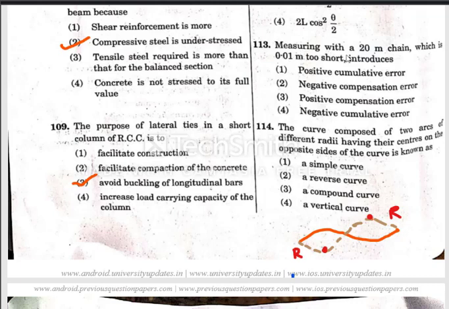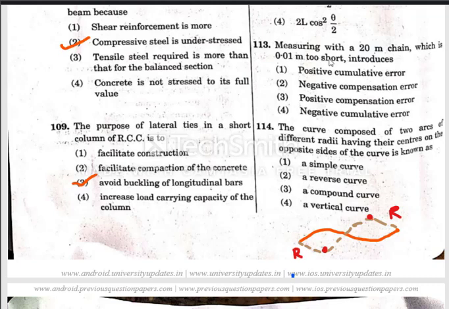And the next question, measuring with a 20-meter chain which is 0.01 meter too short introduces which error? So in this question, the chain length is too short. So measured distance is more, and the error comes positive. Also the error occurs only in the same direction. So it is cumulative error.